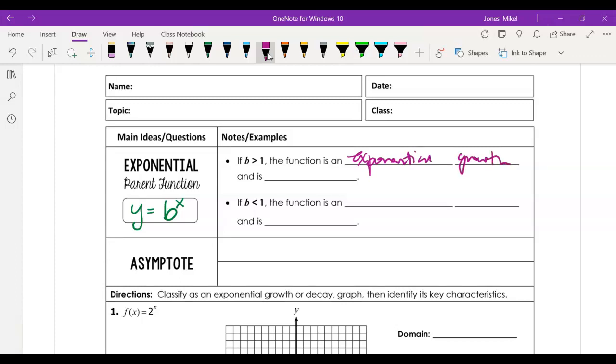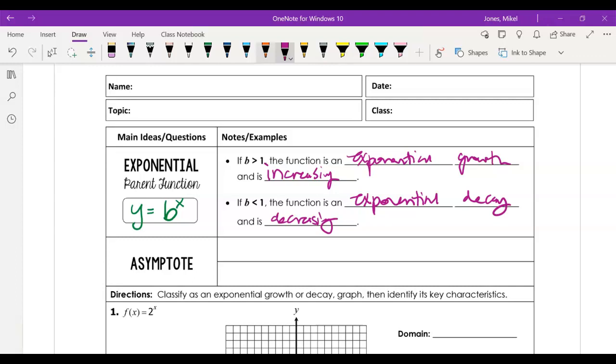Okay, so if b is greater than 1, this is exponential growth, and it's increasing. And if it's between 0 and 1, it's exponential decay, and it's decreasing. So no matter what happens, you either start out with a low number and you grow, or you start out with a big number and you decrease with decay.